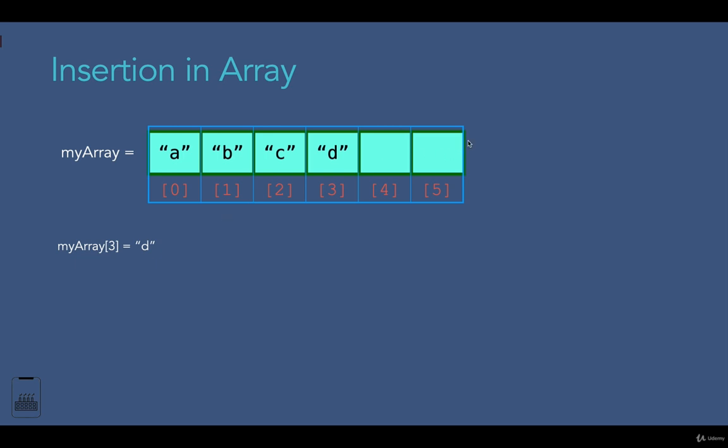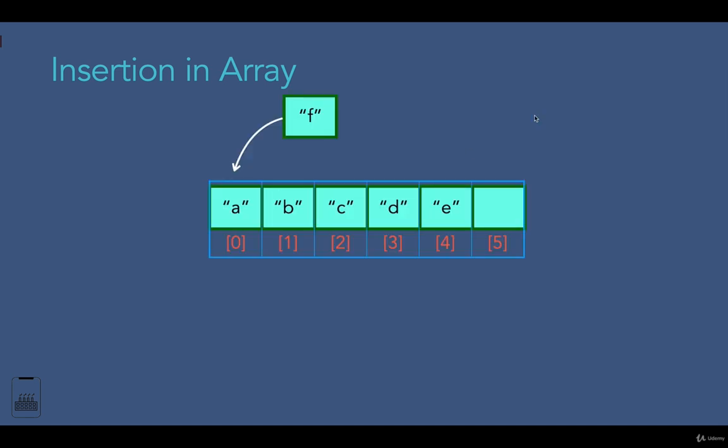Similarly, if we want to insert an element at index 5, we do the same operation. We put the name of the array, then inside square brackets the index of the cell that we want to insert into, and then the value. In this case the value is a string, that's why we put it in quotes, but if it is an integer we don't need quotes. After doing so, the value will be inserted into the array.